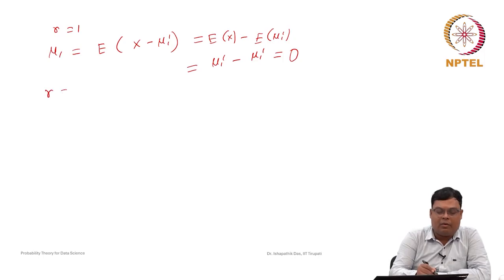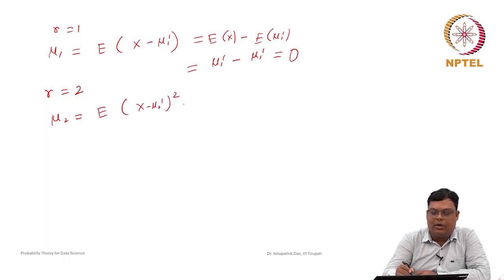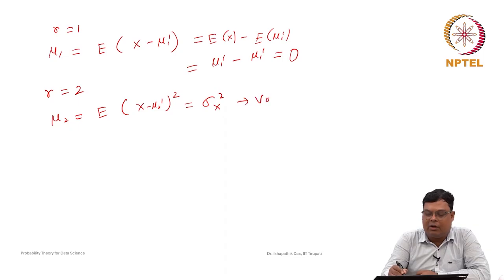Now, whenever r is equal to 2, then what is mu 2, the second order central moment? This is nothing but the expected value of (X minus mu 1 dash) whole square. This is known as, it is called sigma square X, this is some kind of notation. It is called the variance of a random variable.